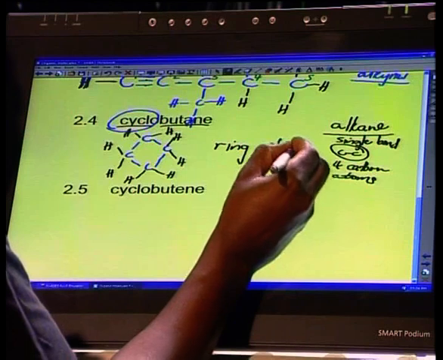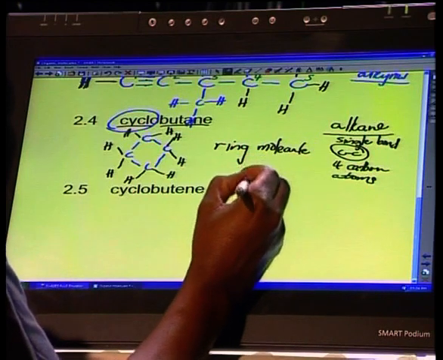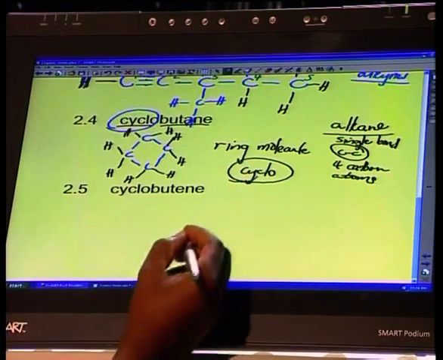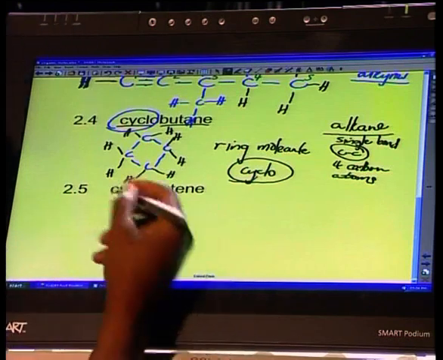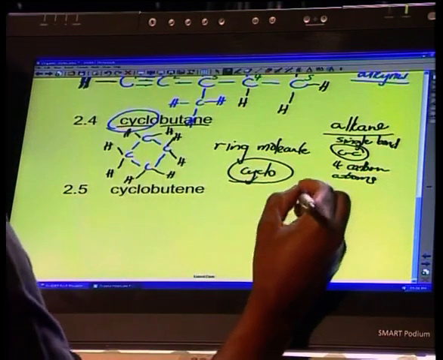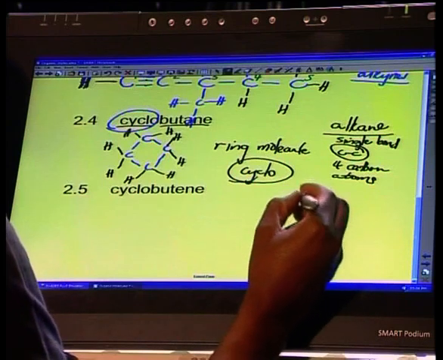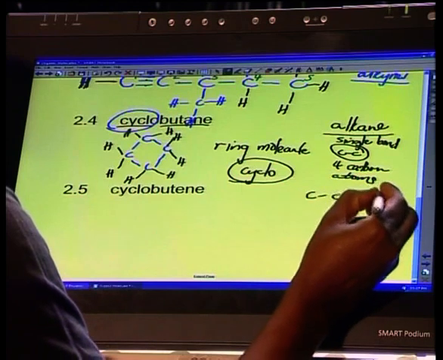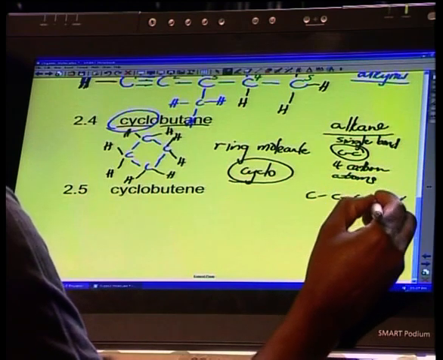Okay, so because it's a ring, the starting part, cyclo, cyclobutane. Now it is different from butane, I mean linear butane. Why? Let's look at it. If I've got linear butane, what I will have is this.